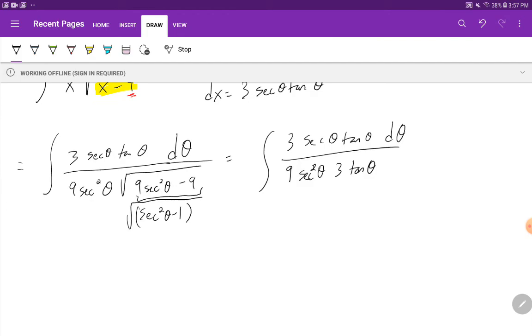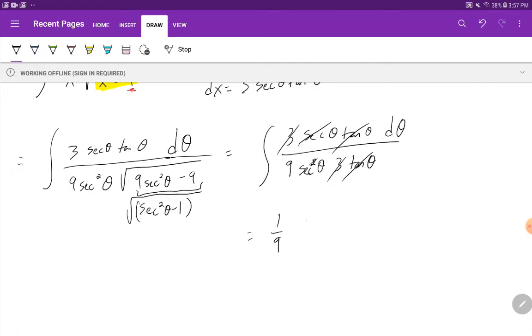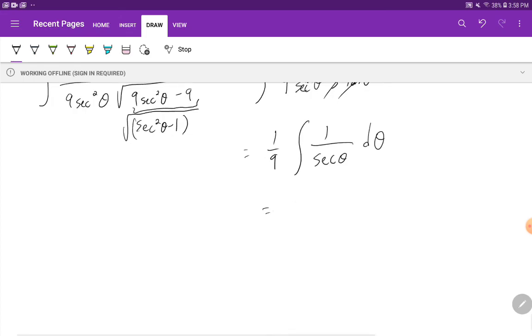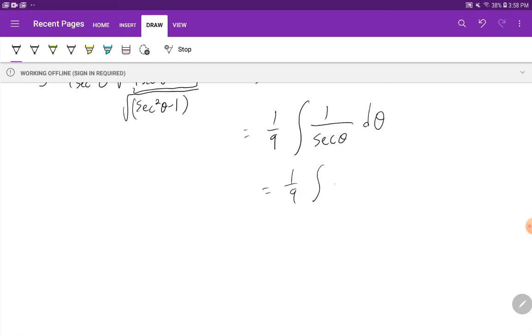Like I said before, right? Oh, that's so nice. Yes, the 3's cancel out. Yes, the tangents cancel out. Yes, the secants cancel out, right? Leaving me with 1/9 on the outside. I could just take that out because it's an integral. And then I get 1 over secant theta d theta. But oh my gosh, I don't know what that is, right? Wait a minute. Secant theta, isn't that 1 over cosine? It totally is. So look, this simplifies to 1/9 integral of cosine theta d theta.